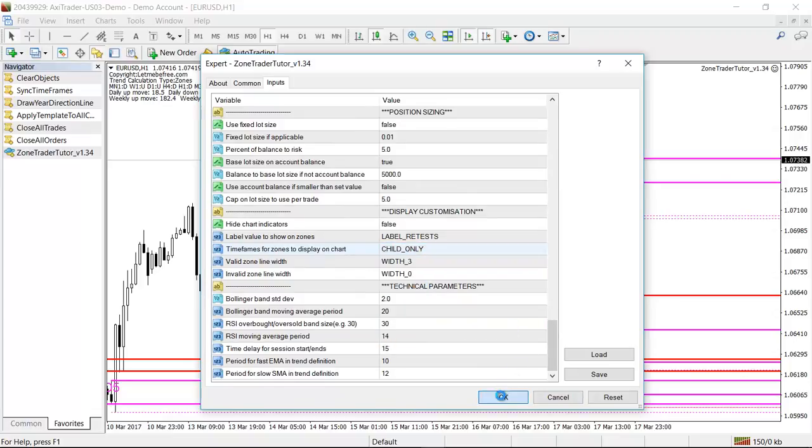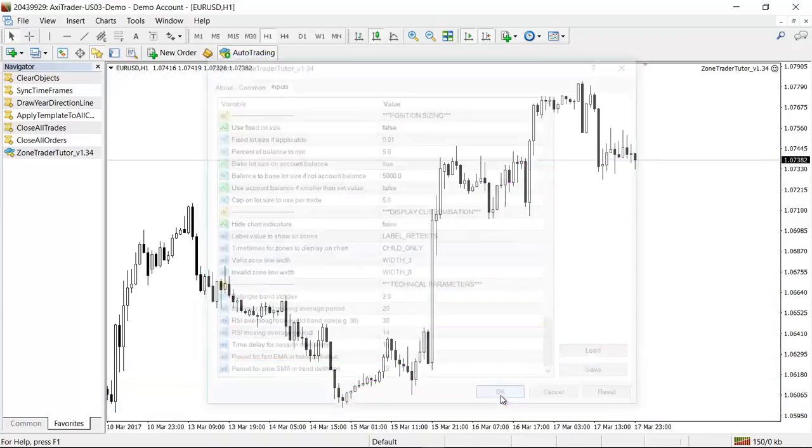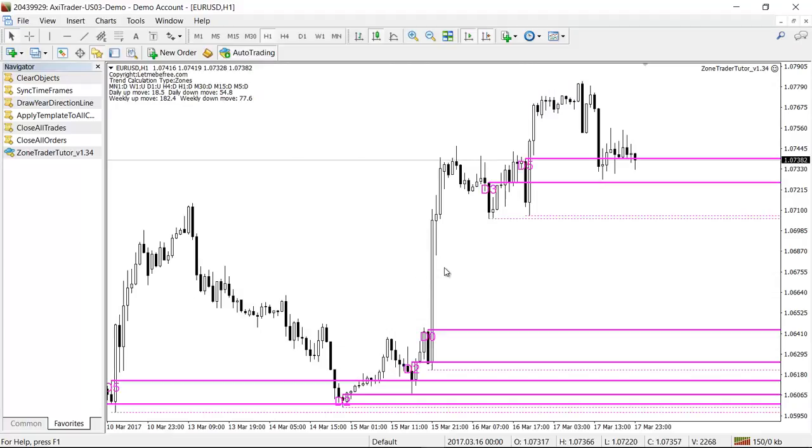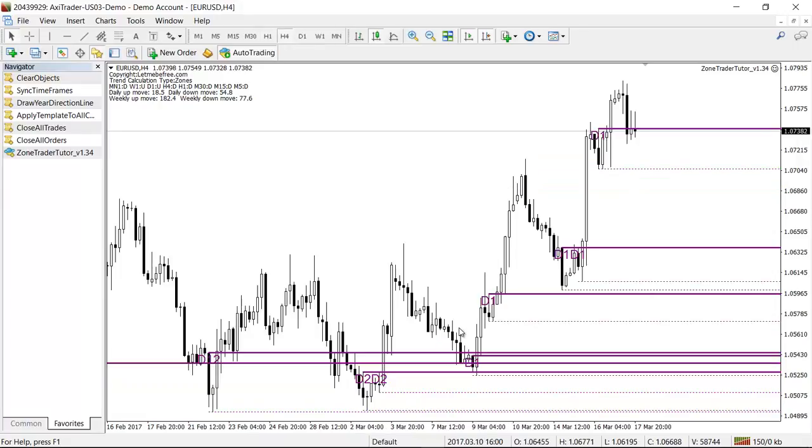This is my preferred way to trade, with just the time frame of interest on the chart. But for demonstration purposes, I just wanted to show you with the daily on there. So here we have the 1 hour, 4 hour. So we've got demand zones only on this chart.